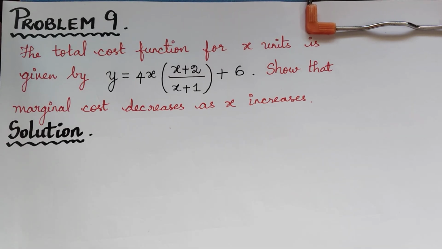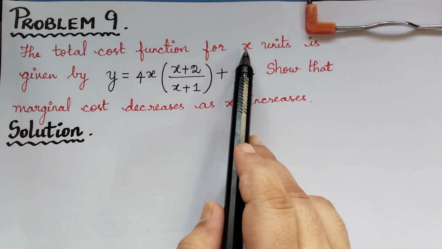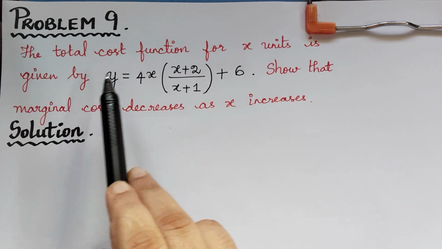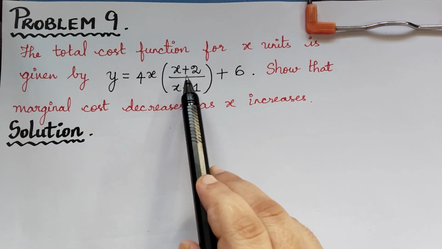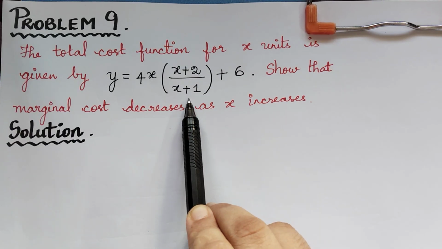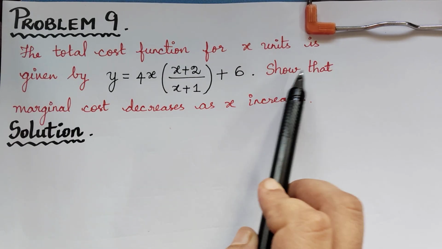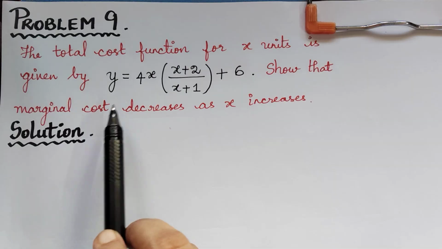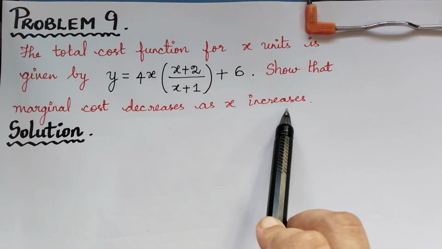Dear students, under the topic Applications of Derivatives, here we have problem 9. The question is: the total cost function for x units is given by y equals 4x multiplied with (x plus 2) divided by (x plus 1) plus 6. We have to show that the marginal cost decreases as x increases.